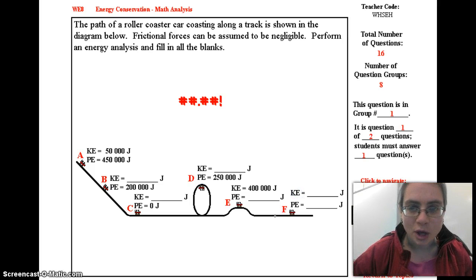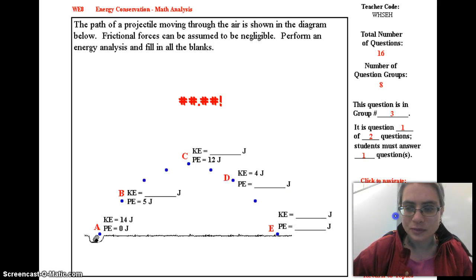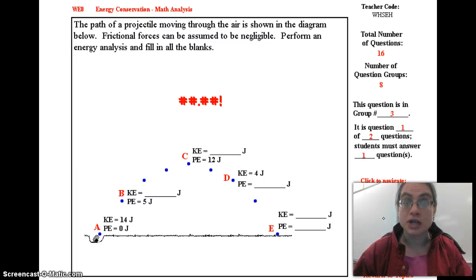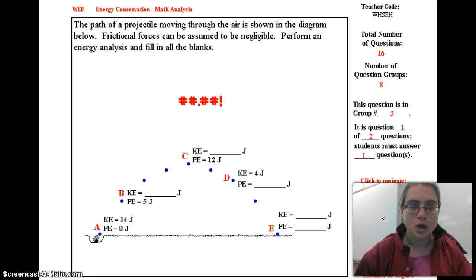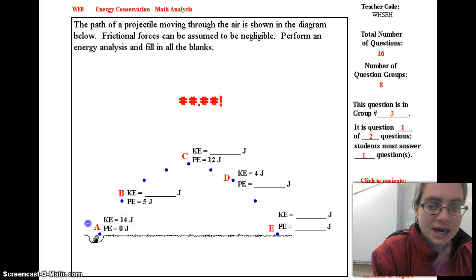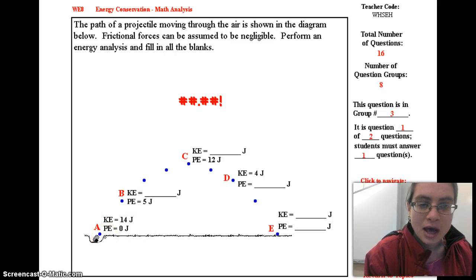Okay, so you'll have a couple roller coaster problems in this MOPS. Next, you're going to have a projectile motion problem. Use the same information that you knew from projectile motion to help you solve this problem. So even though it's at an angle here, you've got a total amount of kinetic energy of 14 joules and a potential energy of 0.